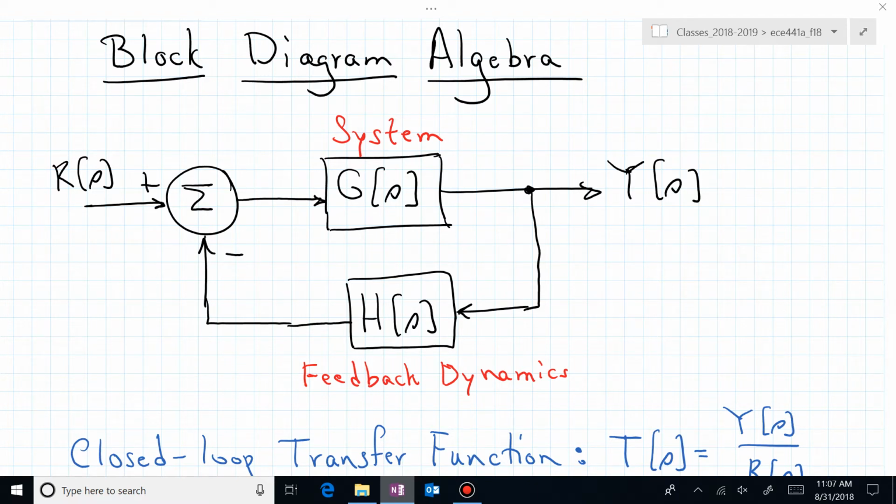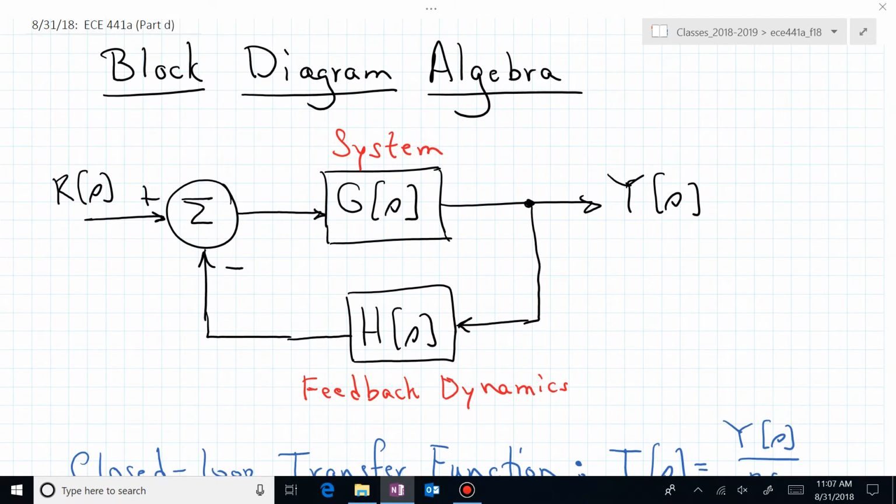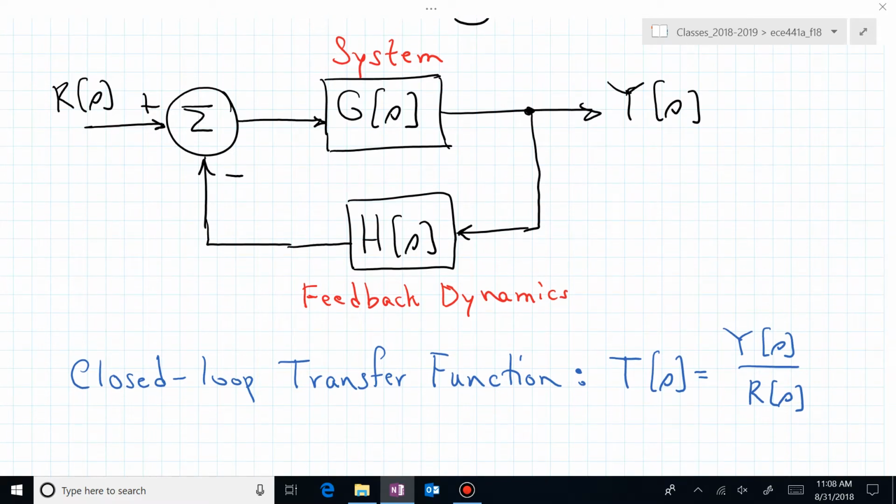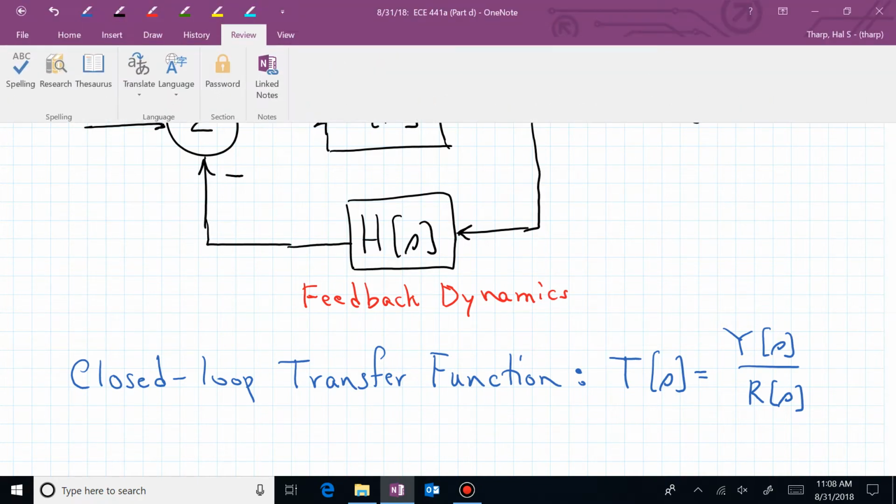In this video I want to simply walk through some block diagram algebra, and we will start with this classical block diagram configuration where we have a system in the forward path and we have a feedback path that actually contains some dynamics in the form of a transfer function capital H of S. And we want to now find what is the closed loop transfer function between the reference input R and the output Y.